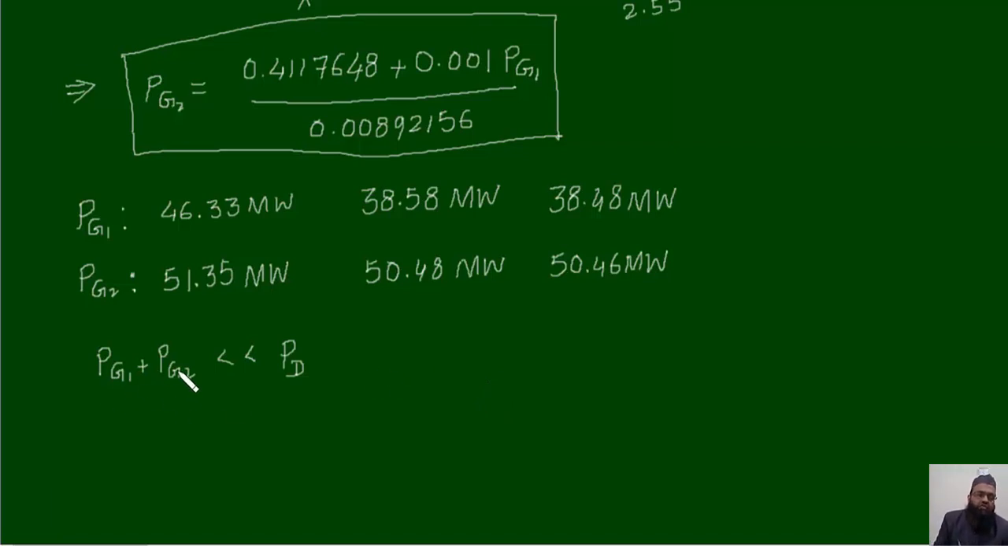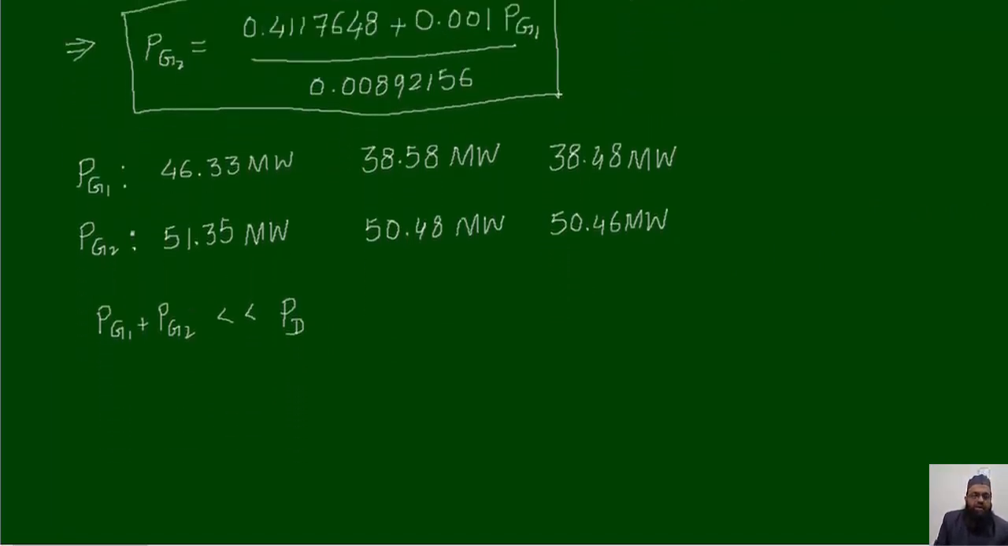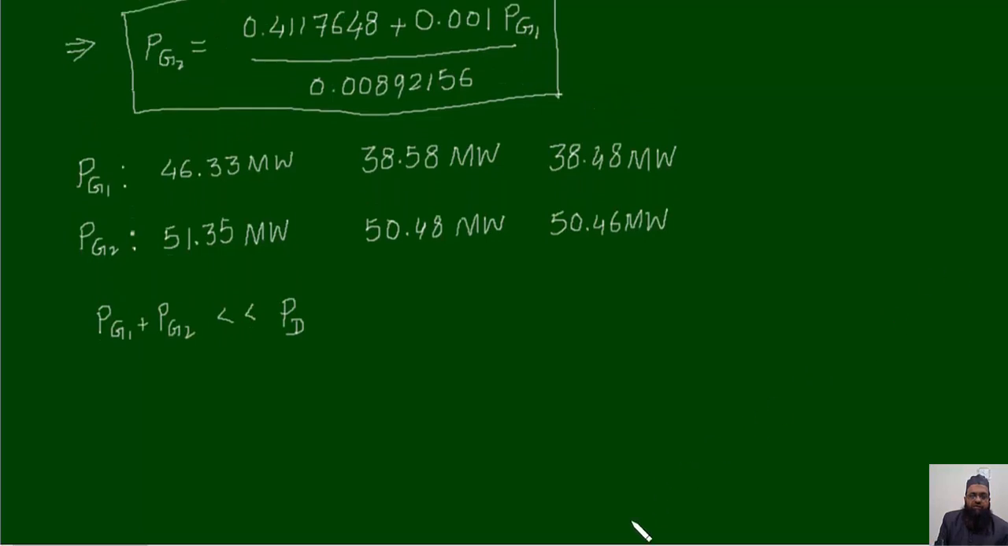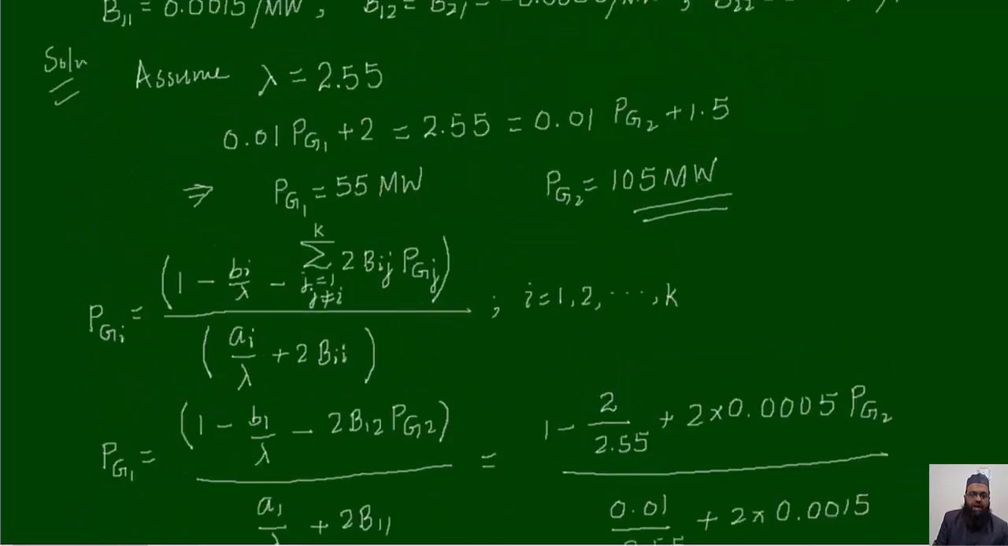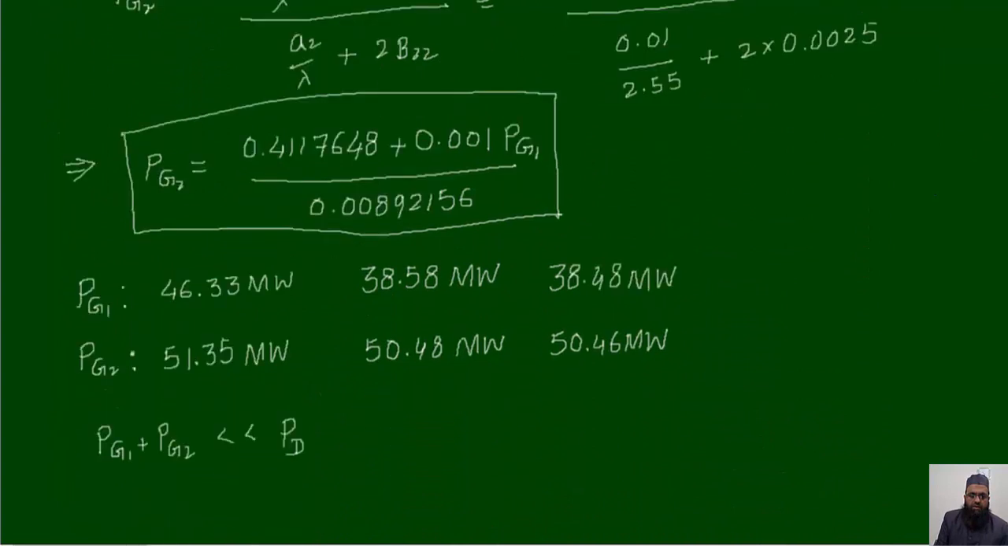Ideally, the sum of these two generations Pg1 and Pg2 must be equal to the total demand plus losses occurring in the system. So using the steps, what should be our next step? If total generation is very less than demand, obviously increase the value of lambda. So let the increased value of lambda be, so earlier we assumed lambda as 2.55, so increase it.